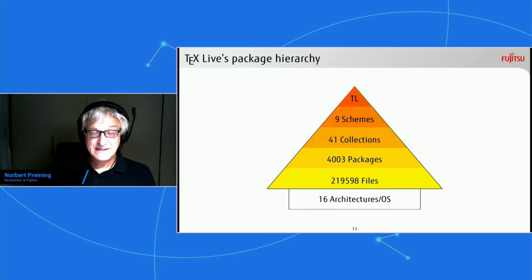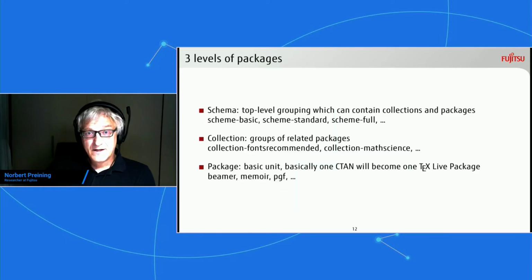So every single package is more or less one developer. Someone creates a TeX package or a font package and uploads it to the CTAN network, and that becomes one TeX package in our TeX Live system. We have at the moment about 4,000 of these packages, with about 200,000 files in all. And that's all across 16 architecture and OS combinations.